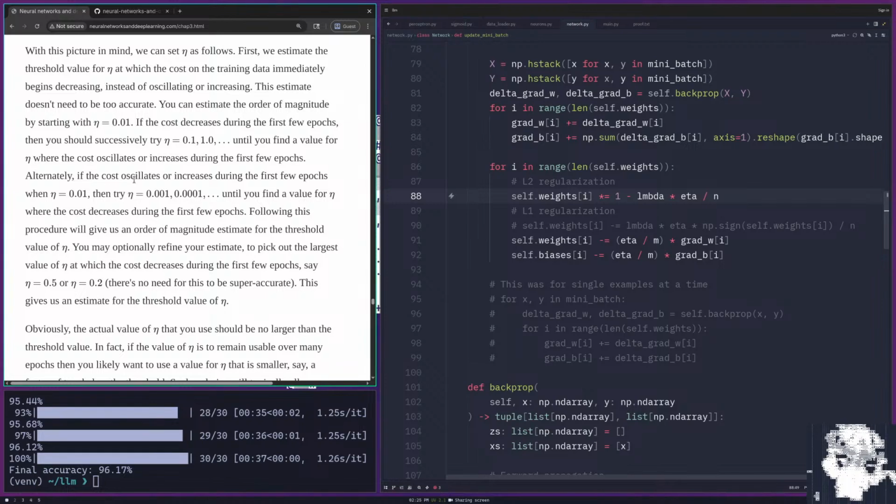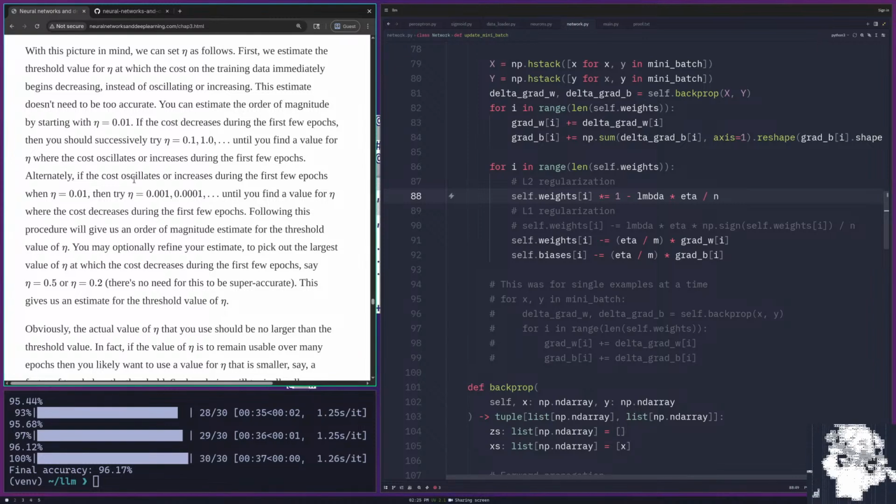First, we estimate the threshold value for eta at which the cost of the training data immediately begins decreasing, instead of oscillating or increasing. This estimate doesn't need to be too accurate. You can estimate the order of magnitude by starting with eta equals 0.01. If the cost decreases during the first few epochs, then you should successively try eta equals 0.1, 1.0, etc. until you find a value for eta where the cost oscillates or increases during the first few epochs.